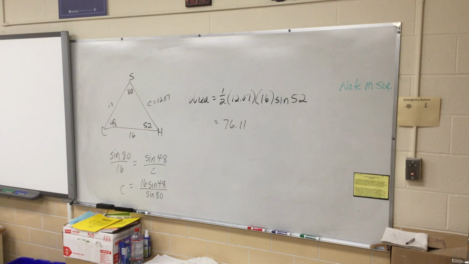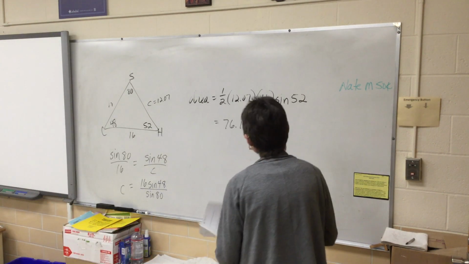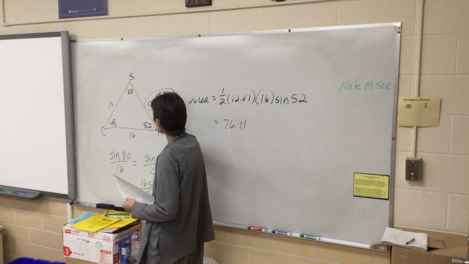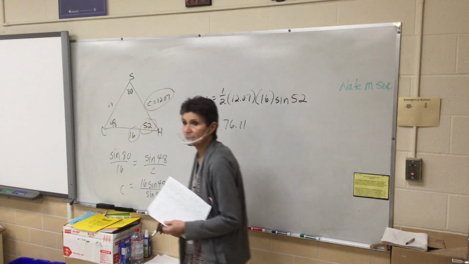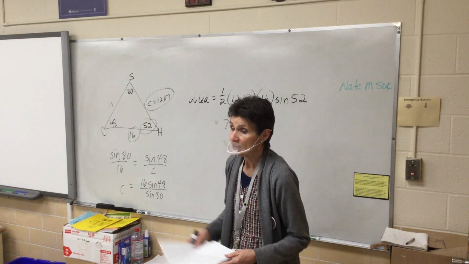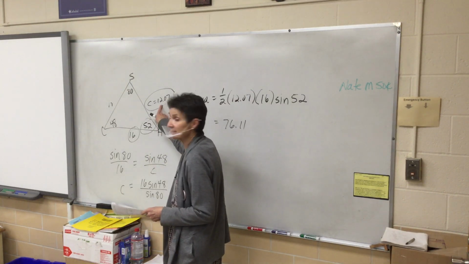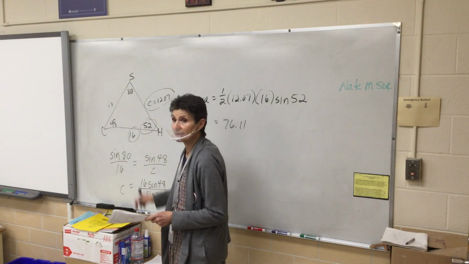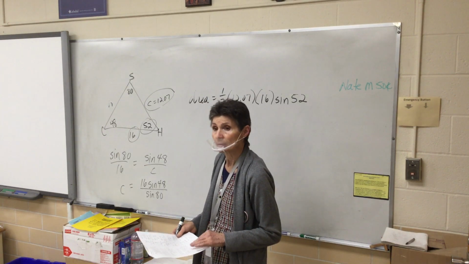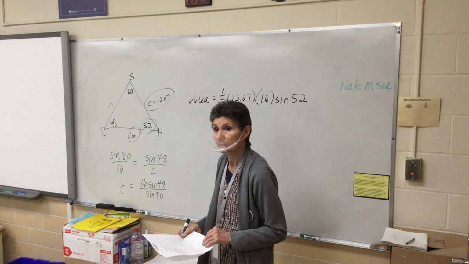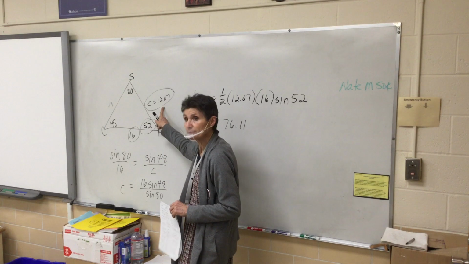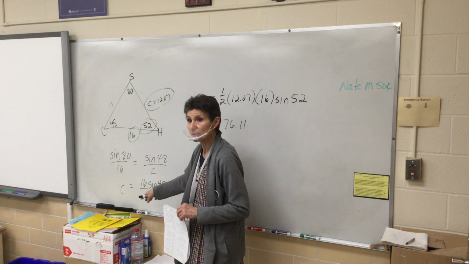So what is that area formula? To use this formula, you have to have two sides and the angle in between. In this case, we did not have that, so we had to do the law of sines to get it, so that we could find the area. So if you have two angles and a side, what do you do? You find another side, which is exactly what we just did.